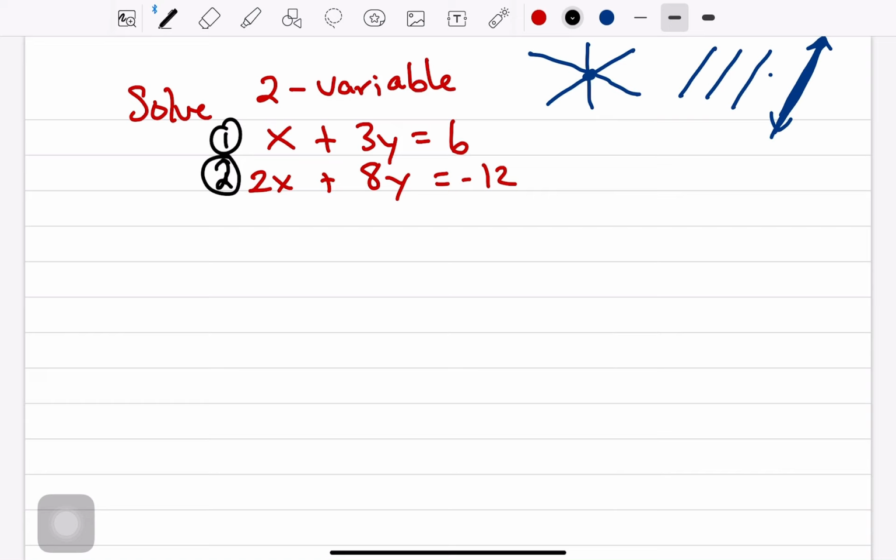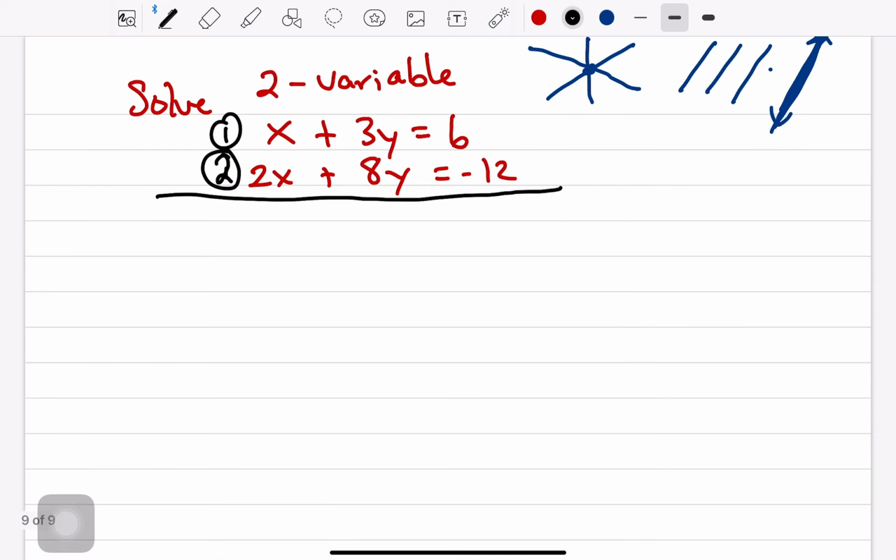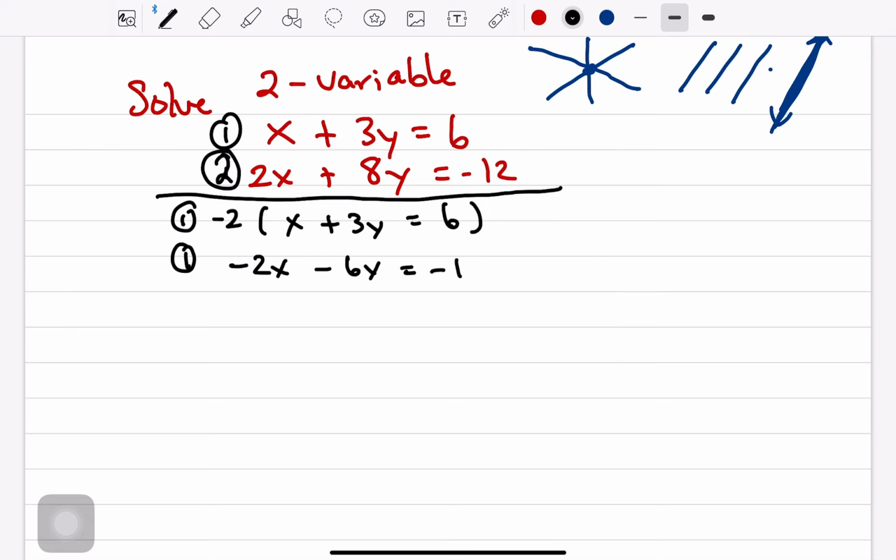So just follow along here. I'm going to go ahead and draw a line so I don't have to touch my originals. I'm going to take equation 1 and then multiply it by negative 2. And so I'm going to multiply the entire equation by that, negative 2. So this results in the following. This is going to be my new equation 1. So I'm going to have negative 2x minus 6y equals negative 12.